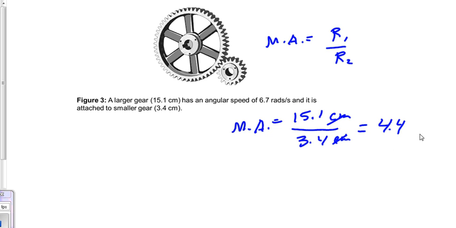Which is unitless. And what we mean by that is for every one rotation of the larger gear, the smaller gear has to rotate 4.4 times. So the ultimate goal then is to find the angular and linear velocities of the smaller gear.